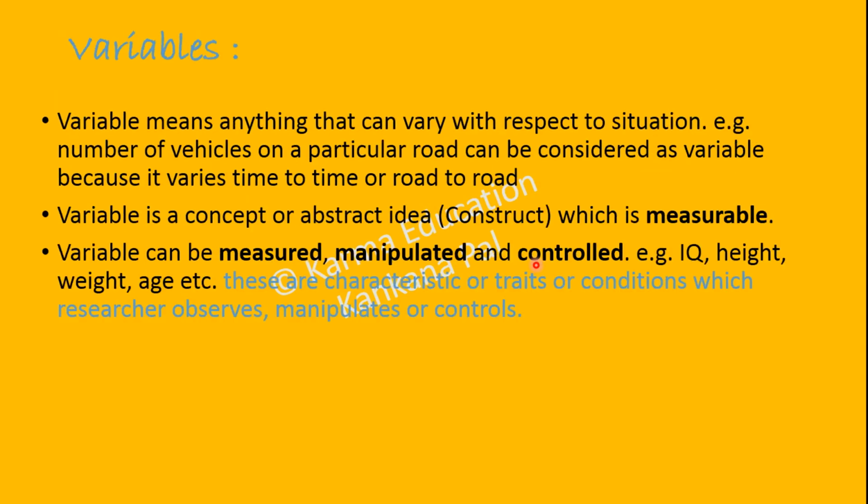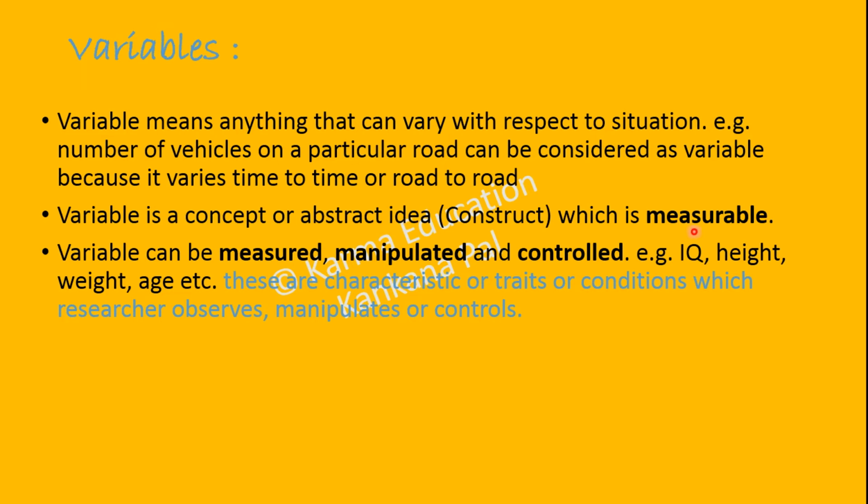Next is variables. Variable means anything that can vary with respect to situation. For example, the number of vehicles on a particular road can be considered a variable because it varies from time to time or road to road. A variable is a concept or abstract idea or construct which is measurable.